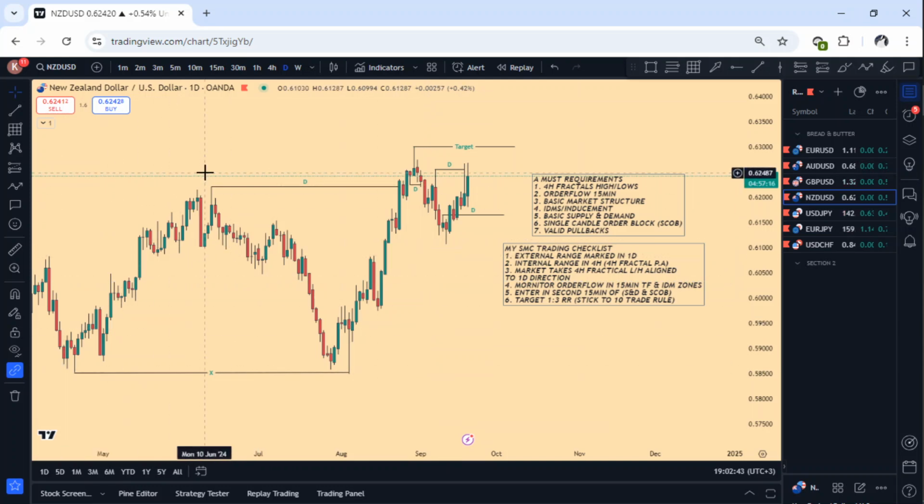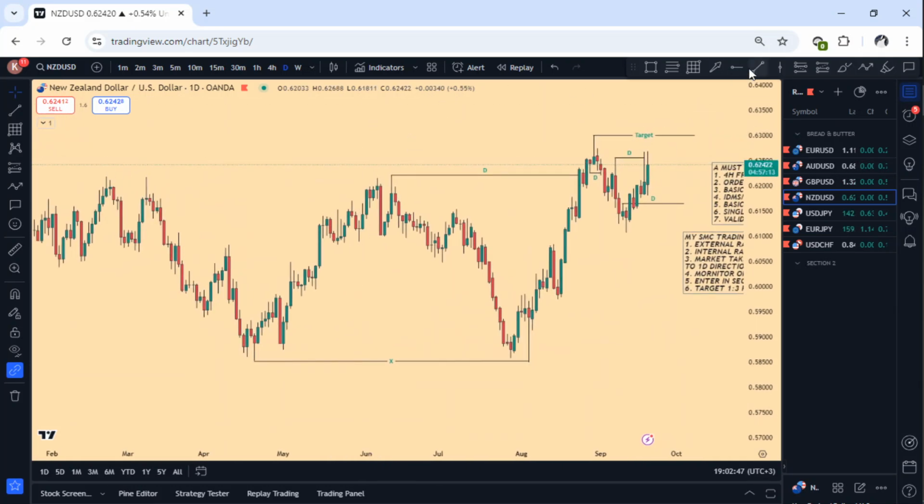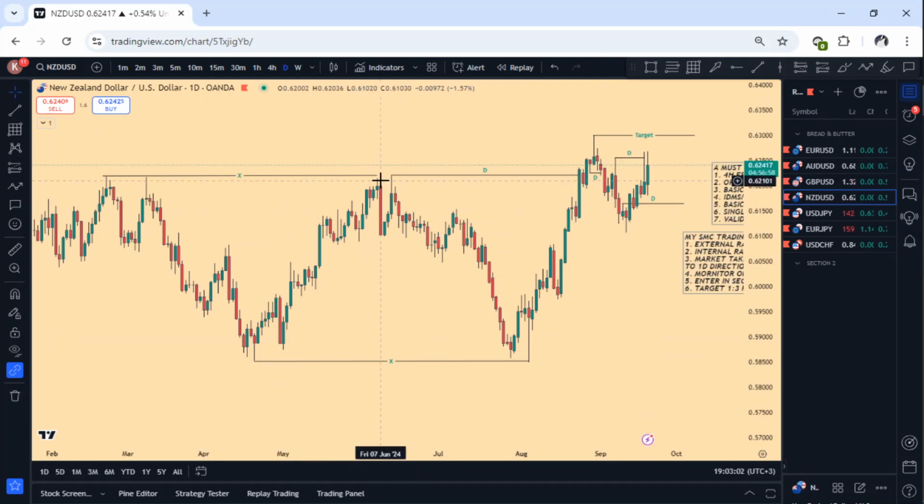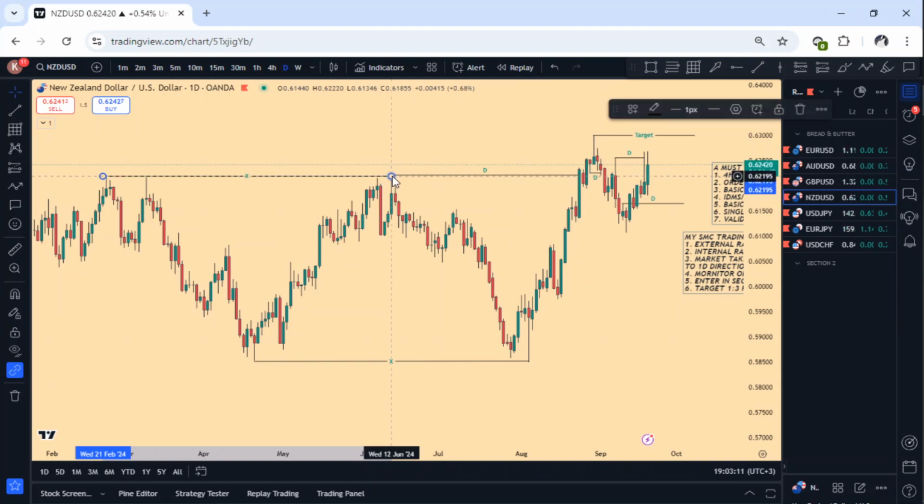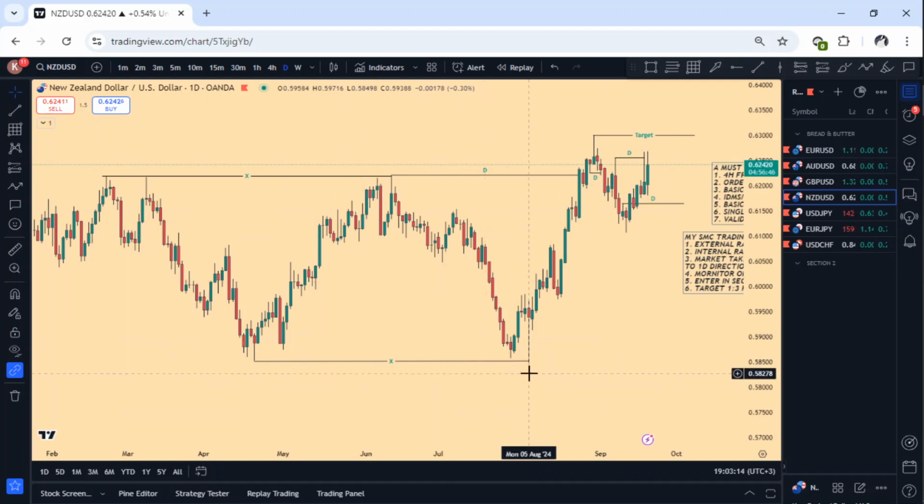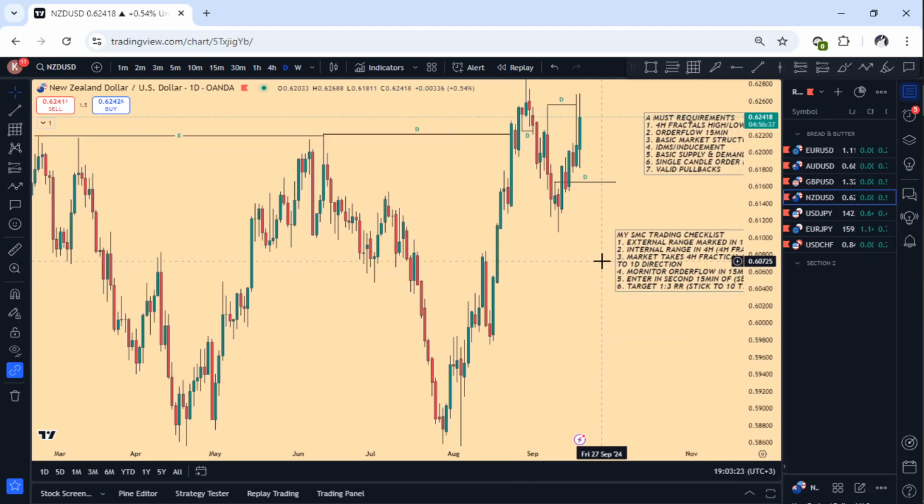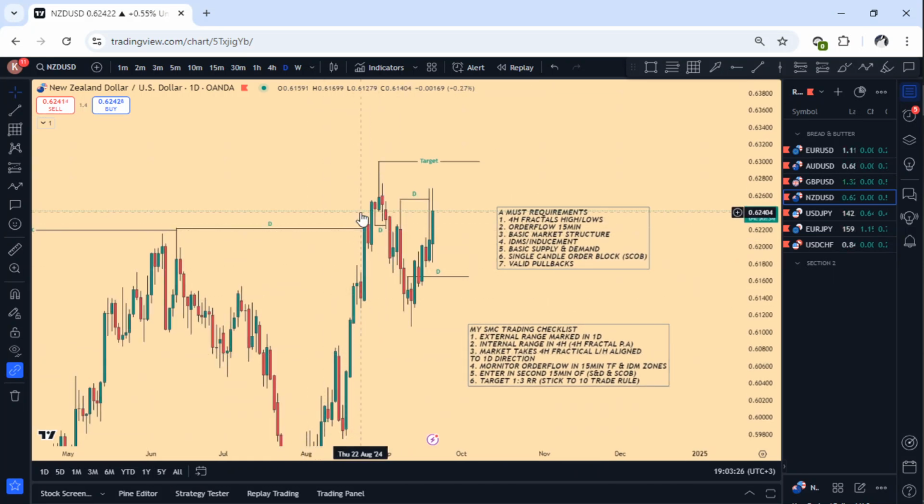NZD saw a push causing breaks of structure up here and maybe changing character to some extent. This was like a change of character. When this high was taken, it was a liquidity sweep. Why? Because it never sustained this move on a daily time frame. So I'm doing a top-down analysis. Eventually it came back and caused a break of structure, but this break of structure equally did not sustain, making it a sweep, and therefore this was now a successful break of structure upward.